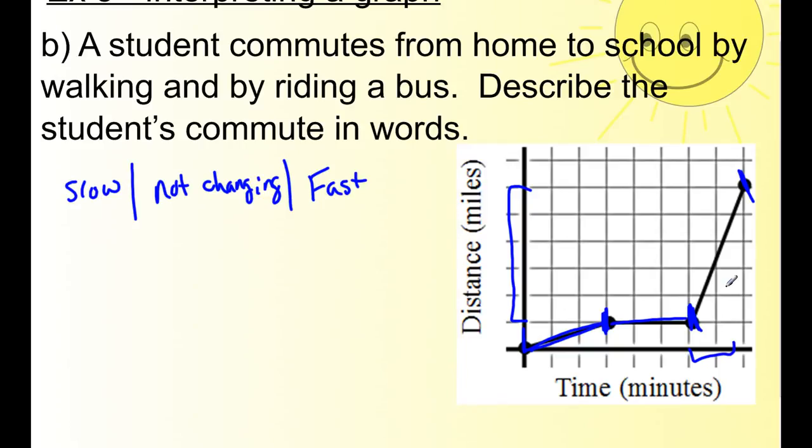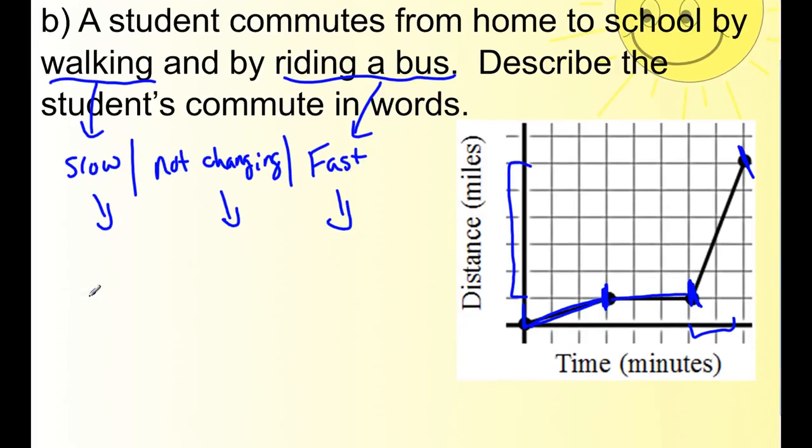Okay, so how can we put that in words? What is happening in the scenario to the student commuting from home to school? Why are they moving slow at first, and then they're not moving at all, and then they're moving really fast? Well, the student commutes from home to school by walking and riding a bus. Walking would fit this. Riding the bus would fit that. So maybe what's happening is in this first section of time, the student is walking.